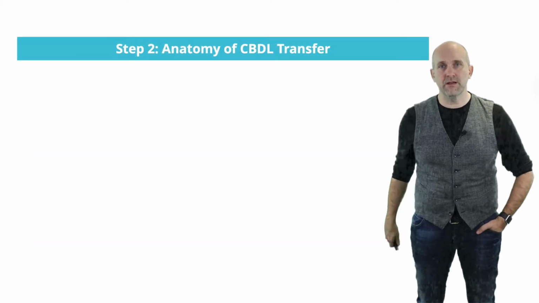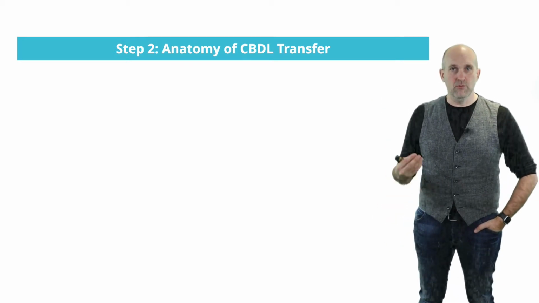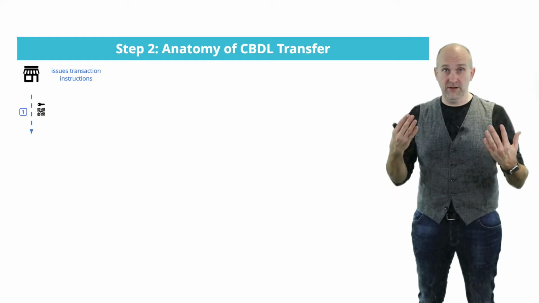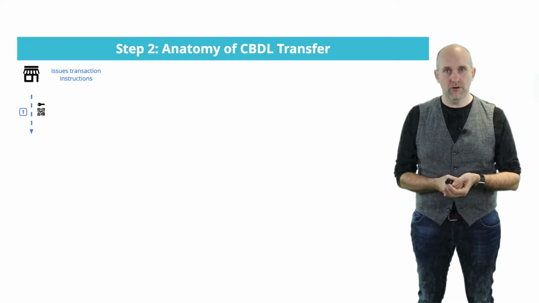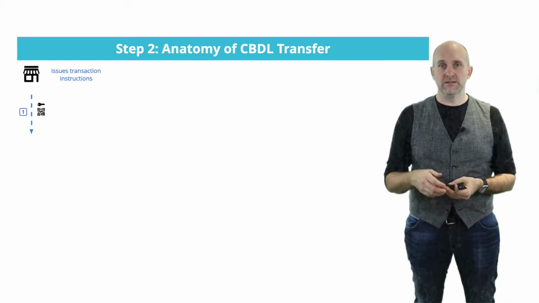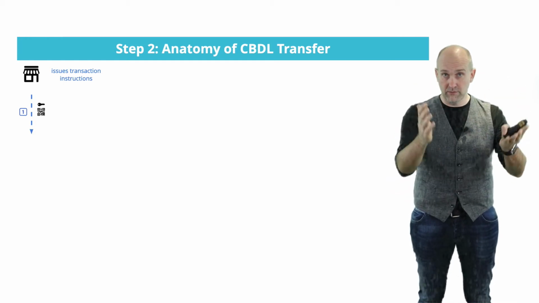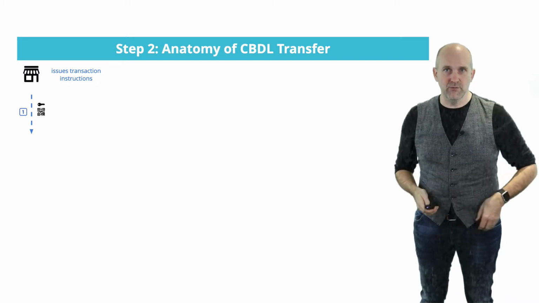Now let me explain to you how we envision that the transfer of a CBDL would work. It starts with the merchant. The merchant will set a set of instructions, aka their wallet address and how much money they want from you, and give it to you. This could be as simple as a piece of paper with a QR code or even an electronic version of a QR code. It depends on what kind of arrangement is being picked.